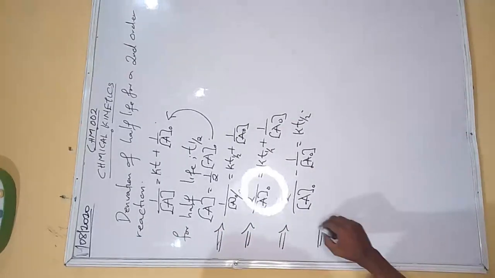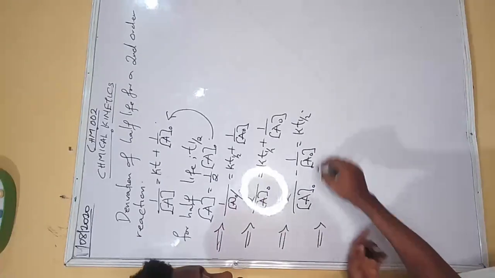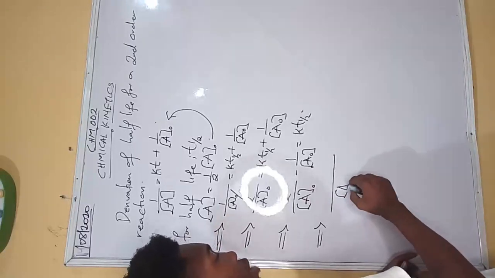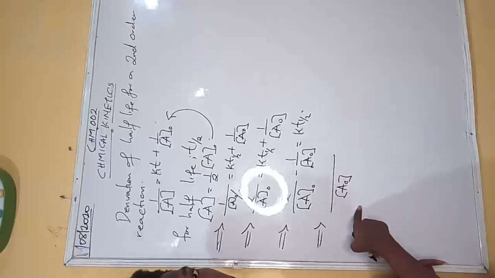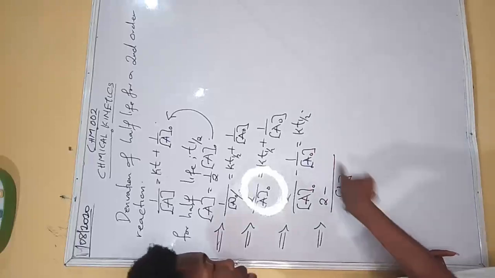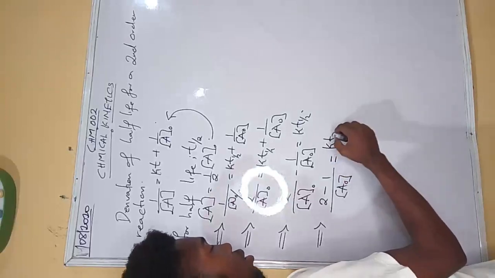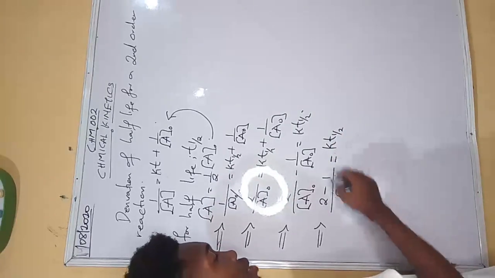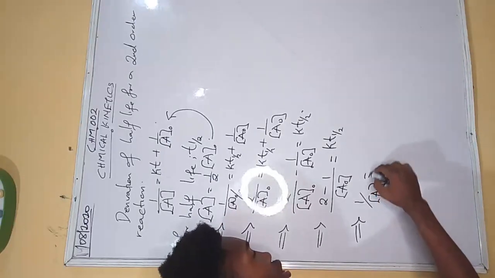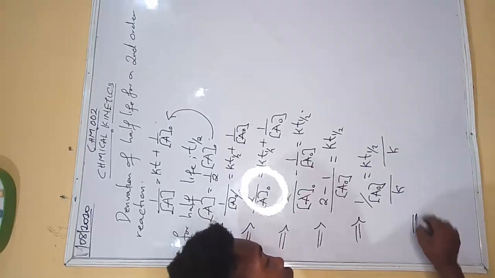Okay, then we now have what here? We know that this is [A]0. In order to do this, we just look for the LCM, and we know that the LCM will be [A]0. So [A]0 divided by [A]0 is 1, 1 times 2, 2. [A]0 divided by [A]0 is 1, 1 times 1, 1. Which is equals to k t-half. So we can say from here that 1/[A]0 is equals to k t-half. So divide both sides by k to obtain the half-life of the second order reaction.